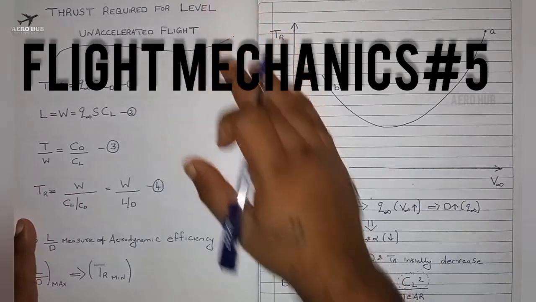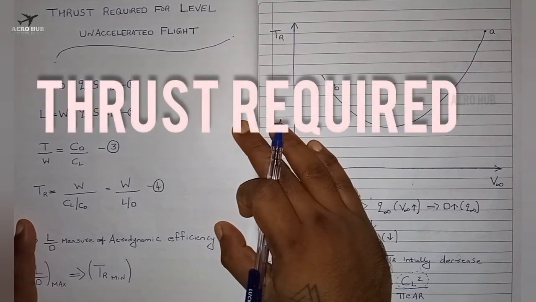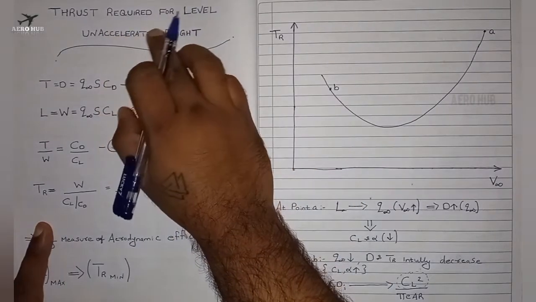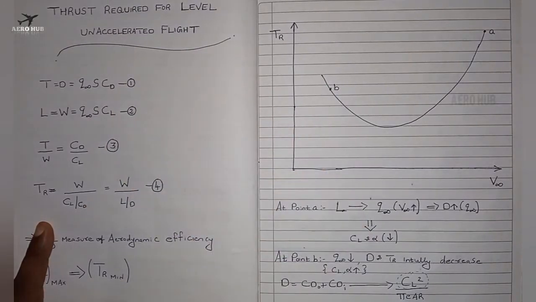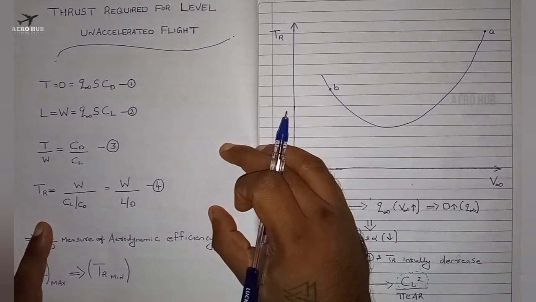And in the previous lecture we discussed the equation of motion and derived that for a level and unaccelerated flight, lift is equal to weight as well as thrust is equal to drag. In this lecture we will discuss one of the important topics, that is thrust required for level and unaccelerated flight. And we will use the same equation of motion.